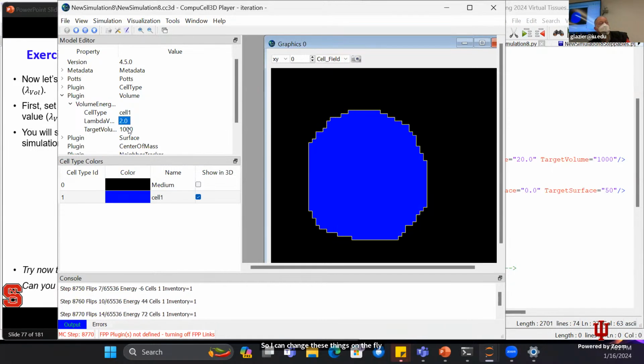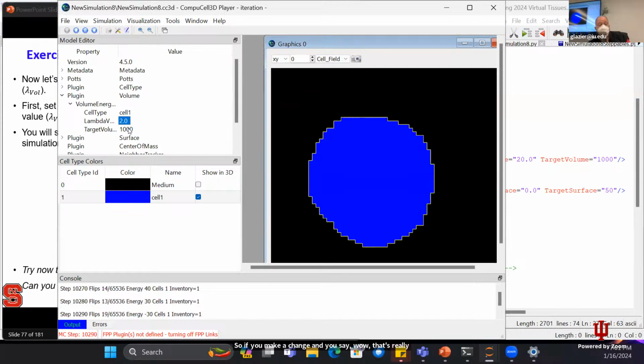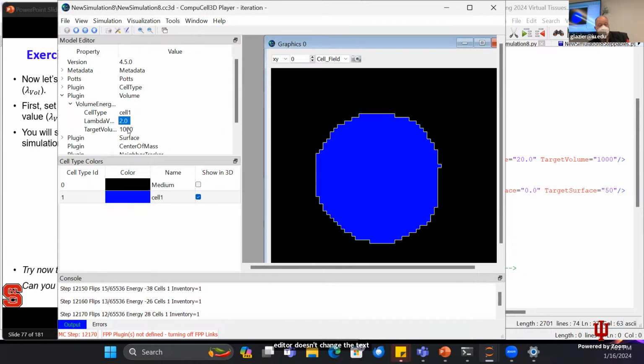So I can change these things on the fly. Now, the one thing about doing it that way is that you have to remember what you did. It's not logged. So if you make a change and you say, wow, that's really what I wanted, and you didn't write it down, it's not saved. Changing it here in the model editor doesn't change the text. It's dynamic. It's just a labile thing.